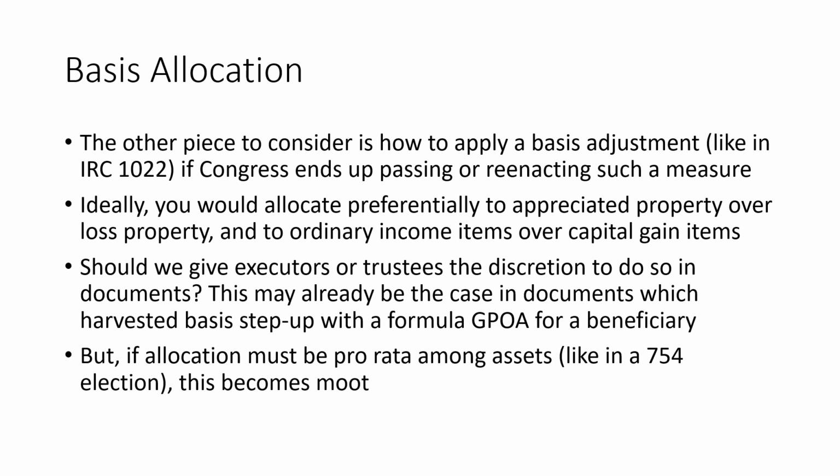So the big question would be, right now as we're drafting, should we be considering giving executors or trustees the discretion to do so in documents? Now, that may not be available ultimately, but it still might be something to keep in mind, and it may already be in documents in form if you have, for example, a document that harvests a basis step-up with a formula general power of appointment for a beneficiary. Same language could have double purpose, even though that language becomes moot with a loss of the step-up in basis. It could have some utility if there's this limited basis adjustment as well. But if the allocation ends up being pro rata among assets, like you might see in a 754 election for a partnership, obviously this all becomes moot.